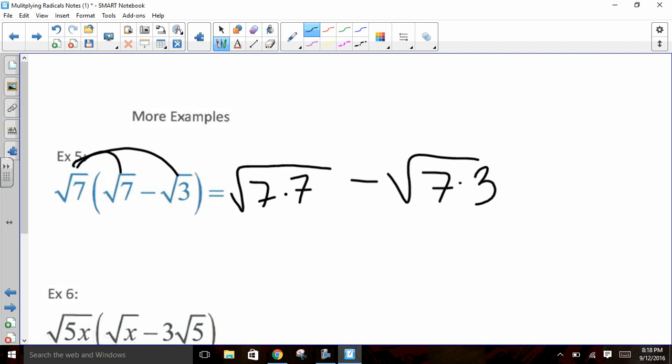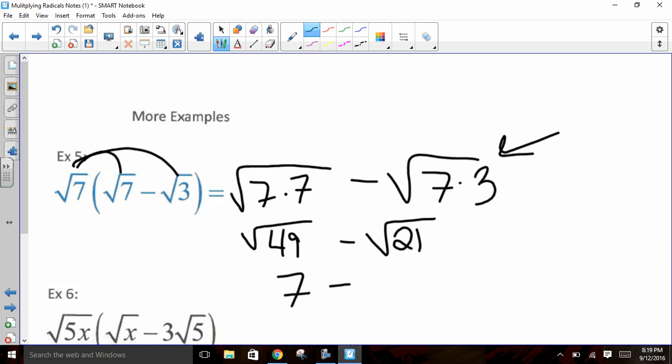All right, 7 times 7 gives me 49. So I have the square root of 49. 7 times 3 gives me 21. 49 is perfect. It's 7. 21. Can anything go into 21? Well, yeah, we just saw the step above, 7 and 3. Neither of those can be broken down anymore, so my final answer is 7 minus the square root of 21.